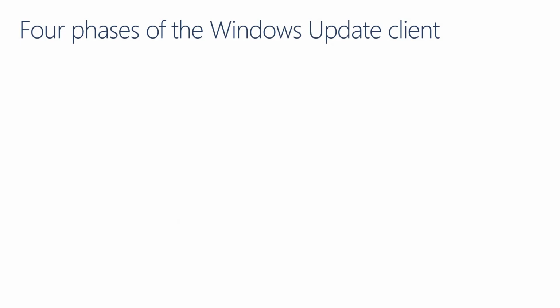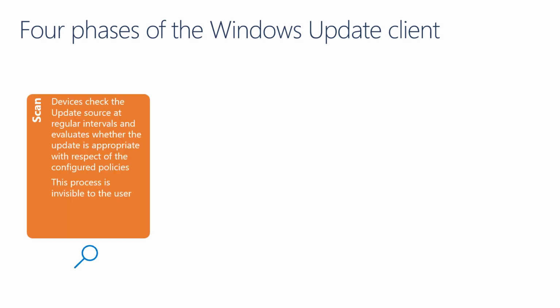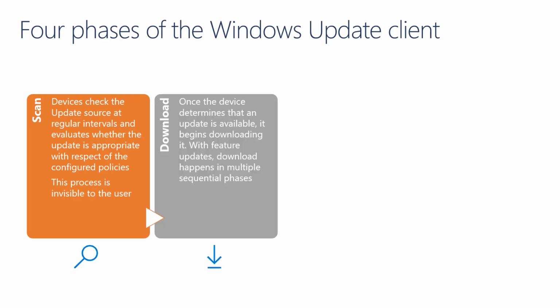Let's begin by looking at the Windows Update workflow, which has four core areas of functionality or phases. It all starts with the scan phase. Devices regularly scan the Windows Update services to determine which new updates are applicable to them. If the clients determine that new updates are applicable, then the download phase may begin. These updates may be downloaded in multiple sequential phases. It all depends on how big the updates are and how actively used these devices are.